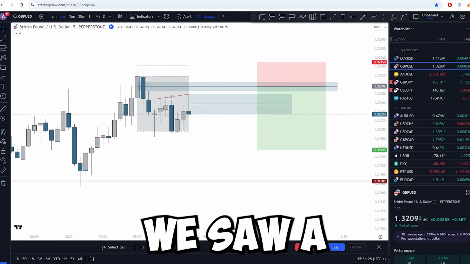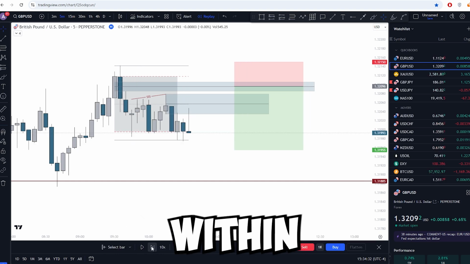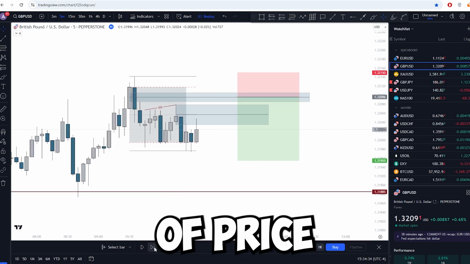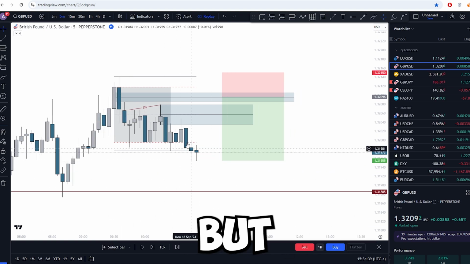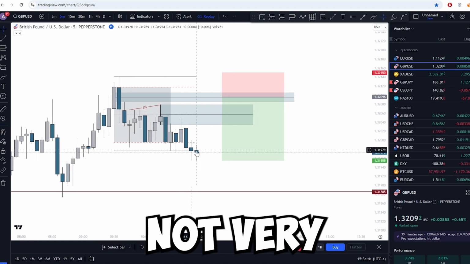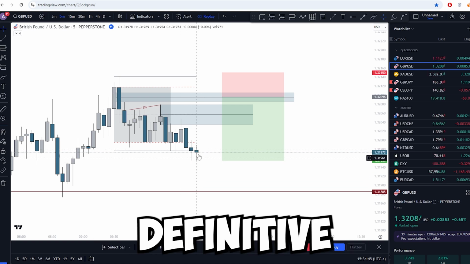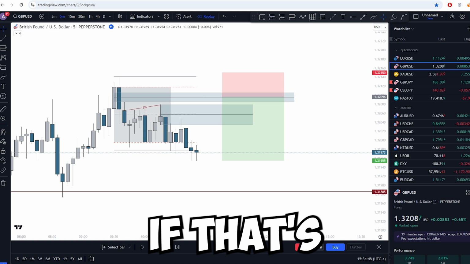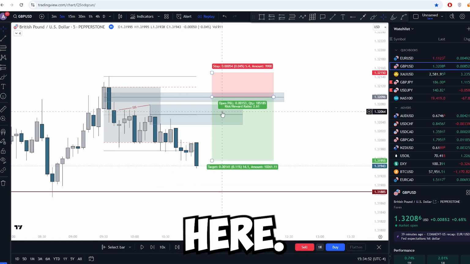Now, as price kept on moving, we saw our range. Price action was still ranging within that hour of price action. And then we saw a clear break, possibly to the downside. But what we want, this one is still not very clear, but I think we're still wicking around. What we want is a definitive break to the downside, if that's where we're going. And we get that confirmation here.